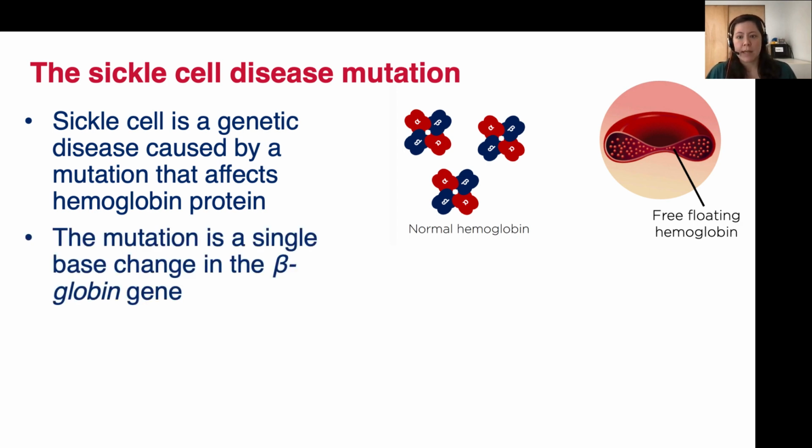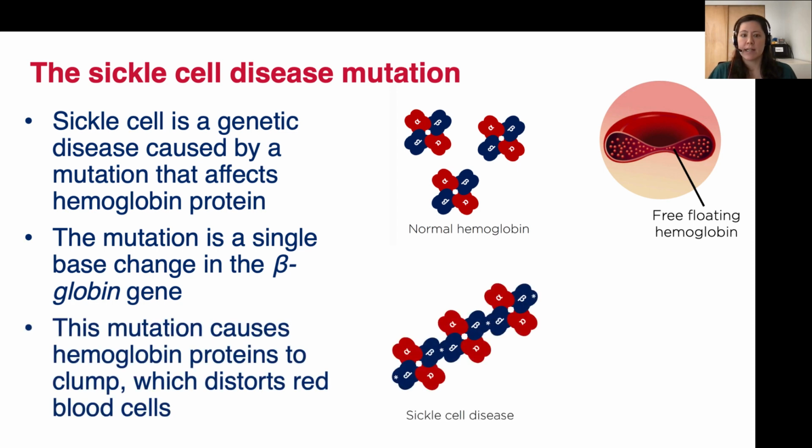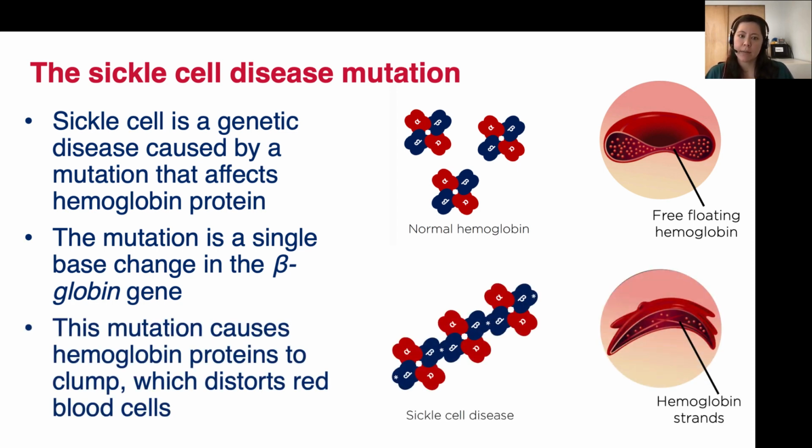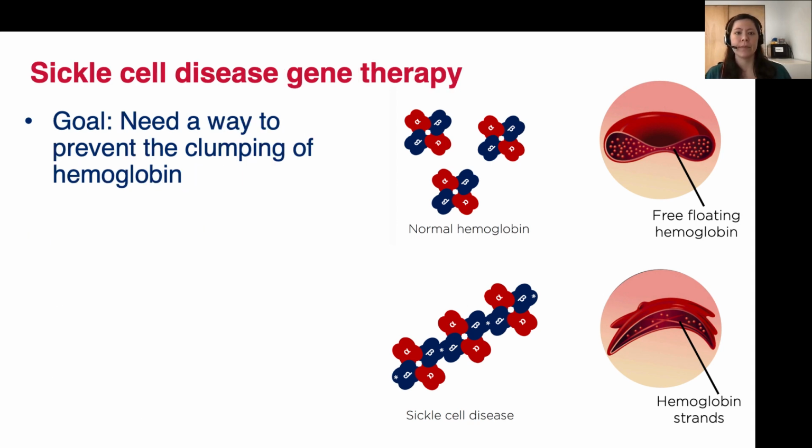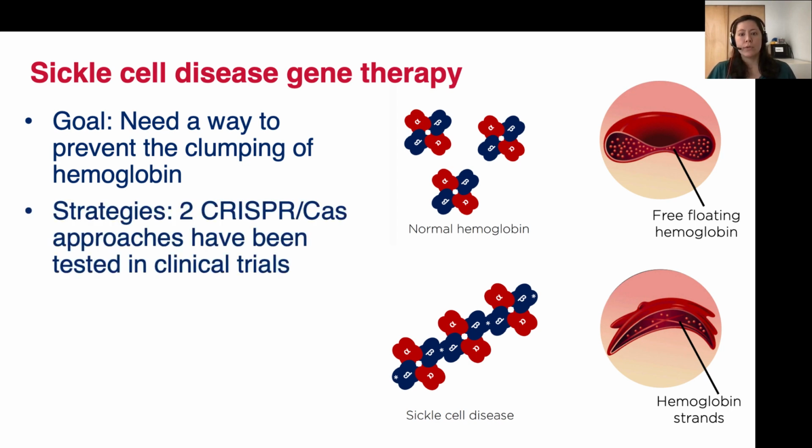This mutation makes hemoglobin proteins associate into long strands, and that's what actually distorts the red blood cells into a sickle shape. So the goal of a gene therapy treatment for sickle cell disease would be to prevent hemoglobin protein from clumping, since that's what distorts the red blood cells into sickles and causes the problems for patients. And as I mentioned, 2 different CRISPR-Cas gene therapy approaches have already been used to treat sickle cell disease.